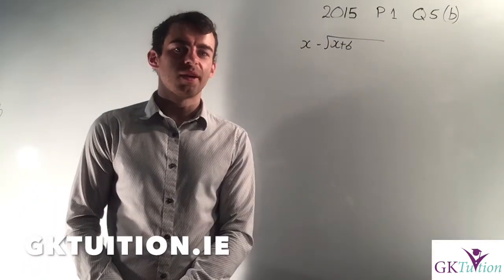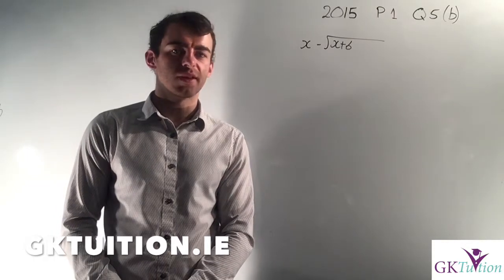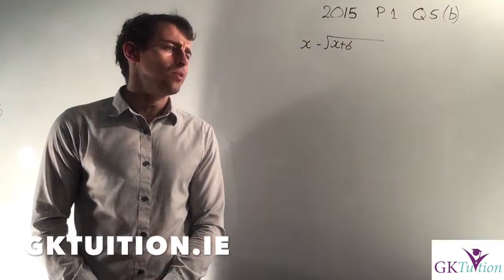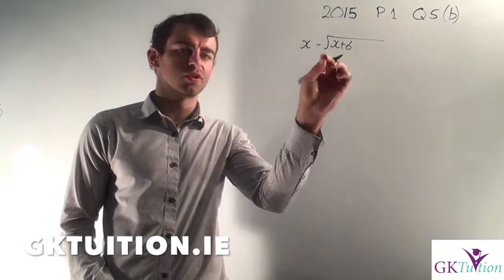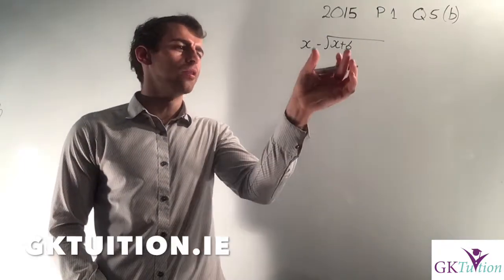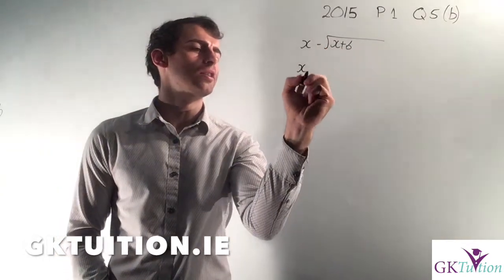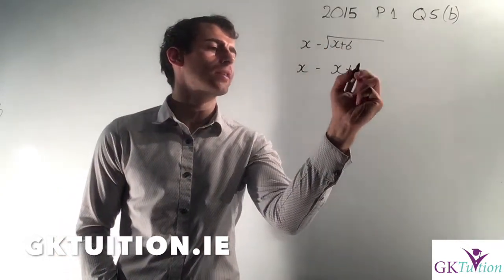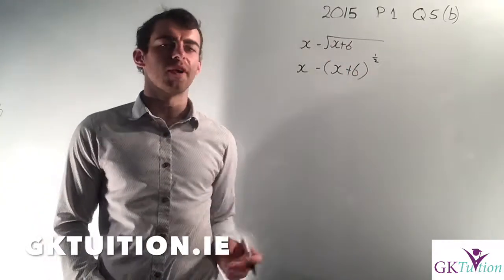Okay, so for the next part of this question, we're asked to differentiate x minus the square root of x plus 6. Now you should recognize the first thing that you would need to do here is try and rewrite your square root. It will be incredibly difficult to get the derivative of root x plus 6, but it's a lot easier to get the derivative if you write it as x plus 6 to the power of a half. So I just simplify first.